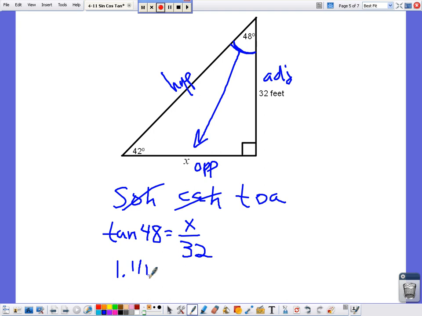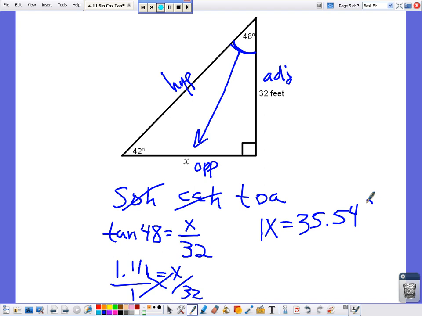Now, a fraction over a fraction is easy to deal with. We can cross multiply. So this cross would just give me 1x, and my other cross would give me all that times 32. And I get 35.54. And again, my units are in feet. There we go. That's sine, cosine, and tangent.